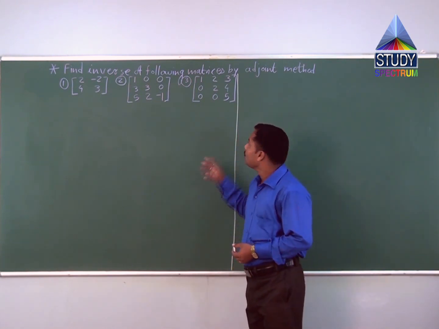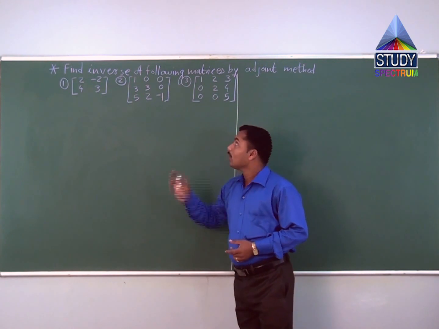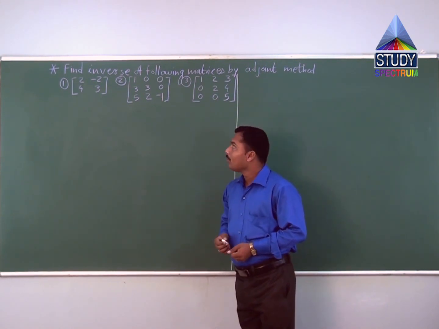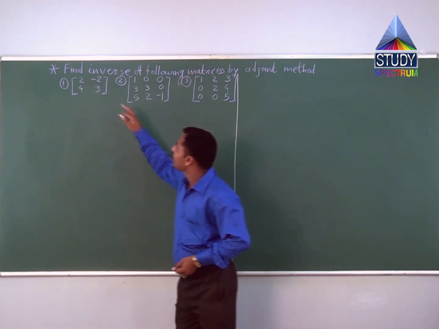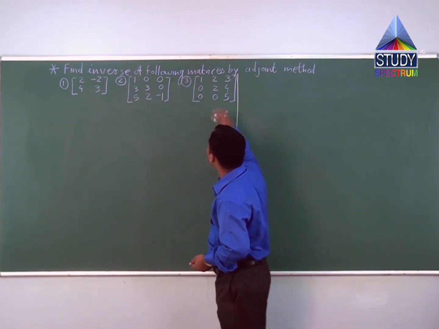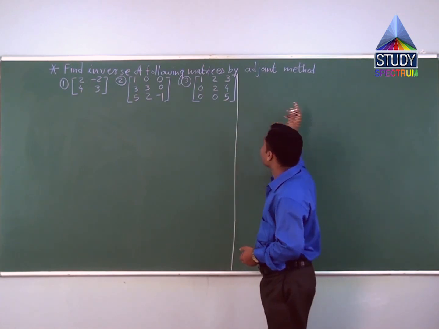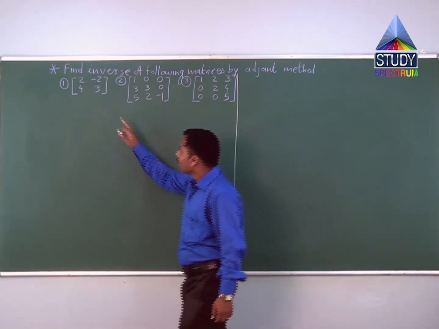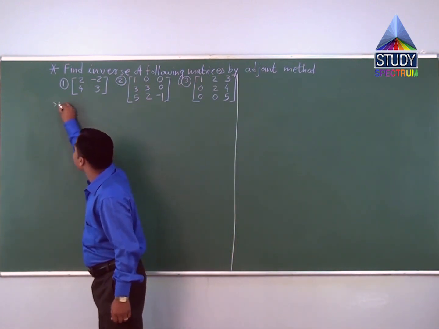We discussed the problems on the adjoint method. So the use of the adjoint method is finding the inverse of matrices. So our problem is: find the inverse of the following matrices by the adjoint method. So the first matrix is given, so we discuss the solution.